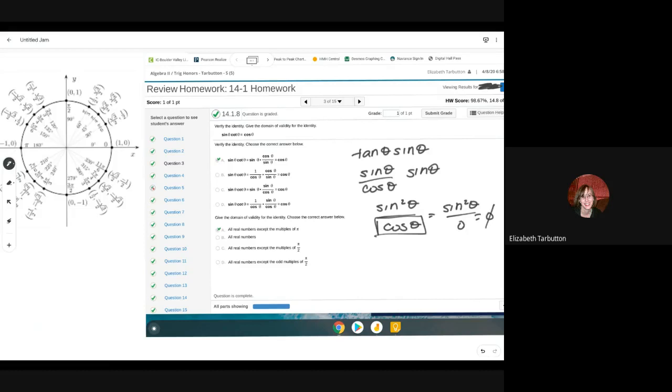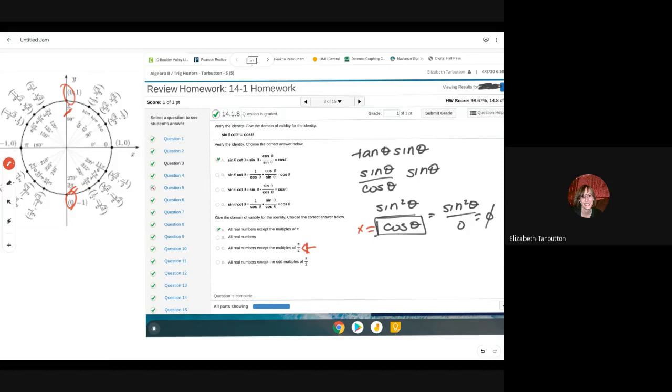So we go hunting on the unit circle and we find situations where cosine, or x, because cosine is x, where the x coordinate is 0. And that would be at pi over 2 and 3 pi over 2. So that would be multiples of pi over 2. And that's a situation where you might get a domain of validity of all real numbers except for the multiples of pi over 2, or sometimes even the odd multiples of pi over 2, because when we're looking at all multiples of pi over 2, 2 times pi over 2 is pi.